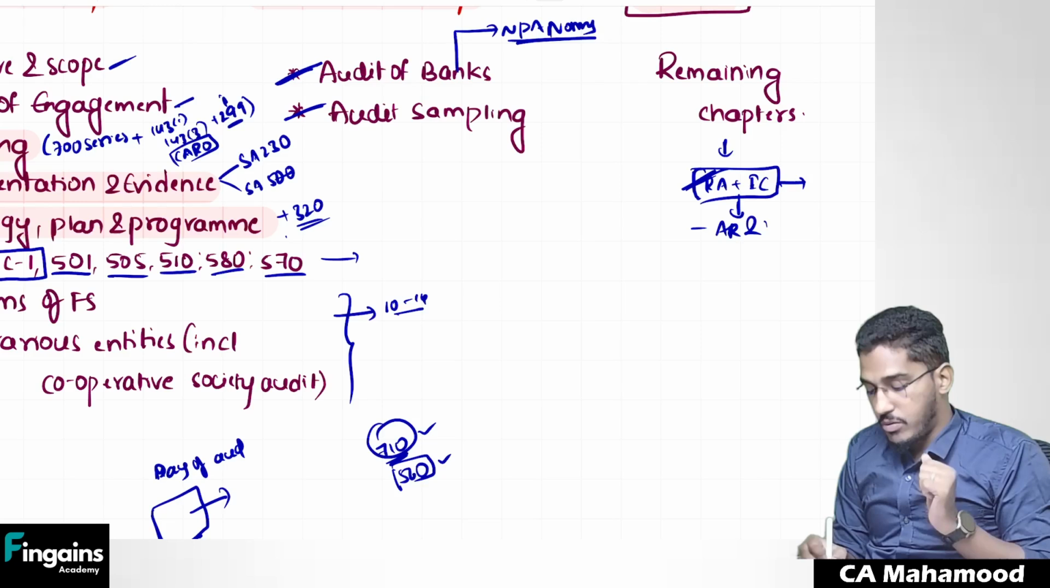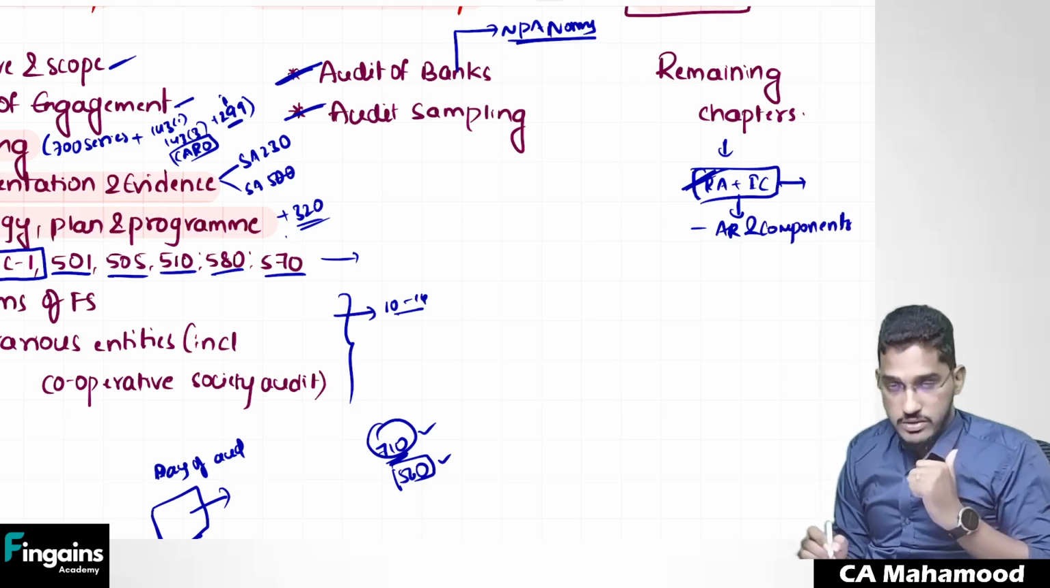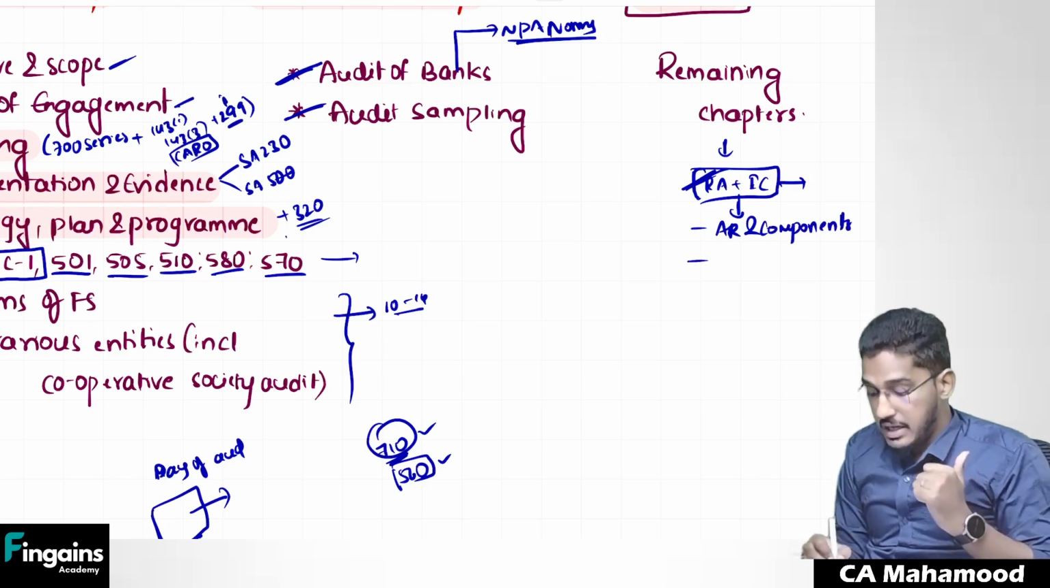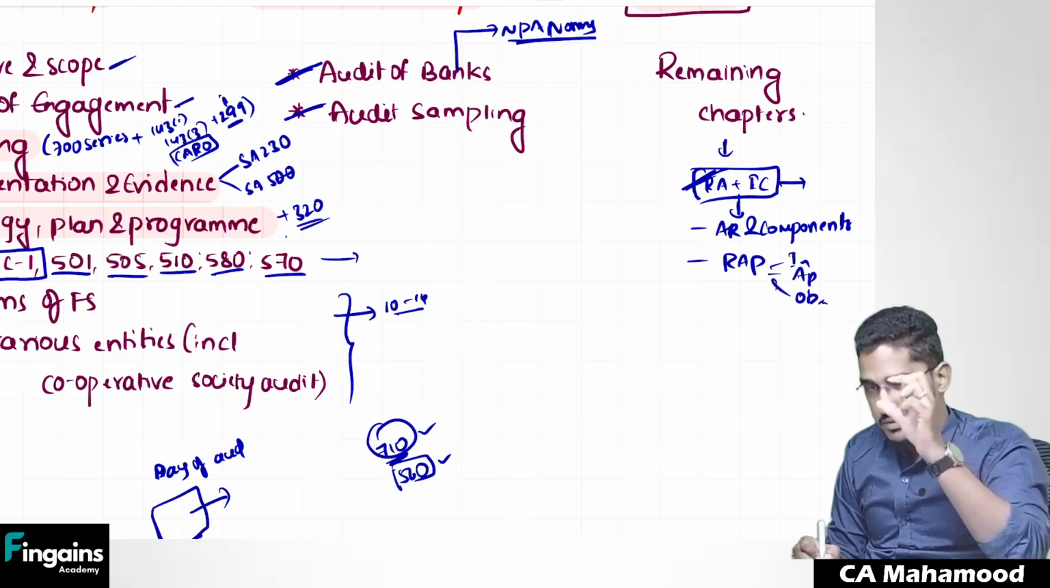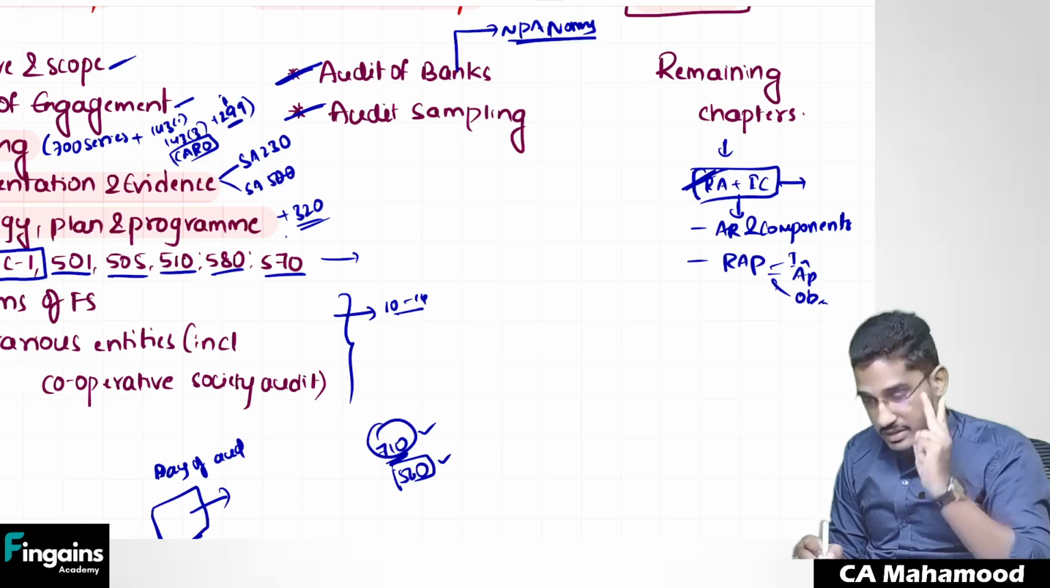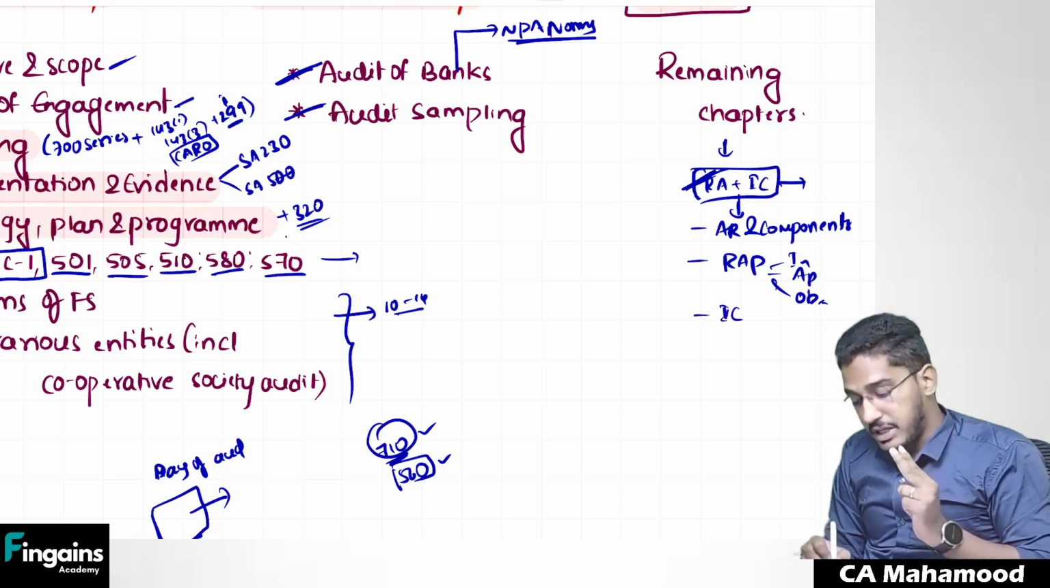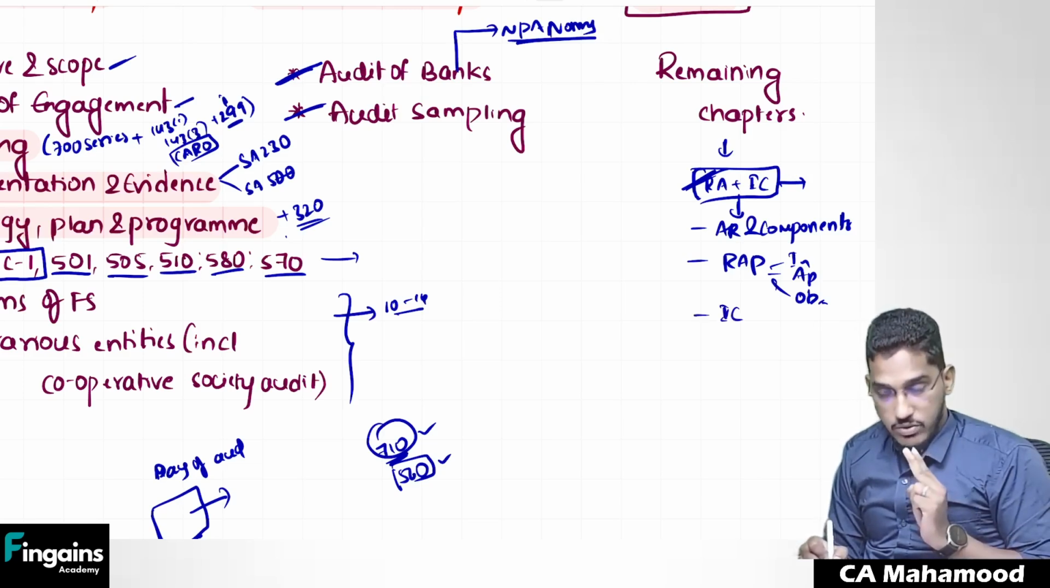What is audit risk and components? What is audit risk and what are components of audit risk? So that you have to cover. Along with that, what is included in the risk assessment procedures? Like it includes inquiries, it includes analytical procedures, it includes observation and inspection. So like that, one question will be there. What is included in the risk assessment procedures? That you do it. Then after that, meaning of internal controls, objectives of internal controls.